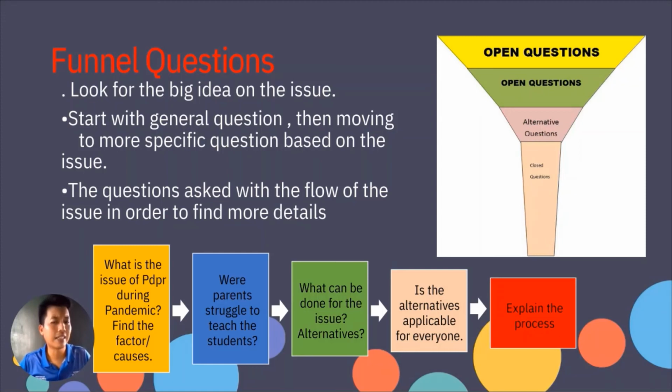Is the alternative applicable for everyone? As you know, mostly in rural areas, the students are actually living with their grandparents. So if you ask them to use a handphone, mostly their age is 60 and above. You need to find the solution for that so that the intervention is applicable for everyone. Okay, and then lastly, you explain the process. That's why I said the funnel question needs multiple questions to find the specific detail that you want.